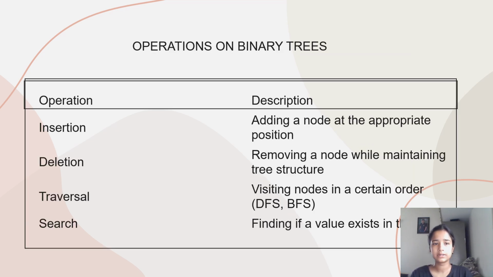Operations on binary trees. Insertion. Insertion refers to adding a node at the appropriate position. Deletion. Removing a node while maintaining tree structure. Traversal. Visiting nodes in a certain order. DFS or BFS. Search. Finding if a value exists.